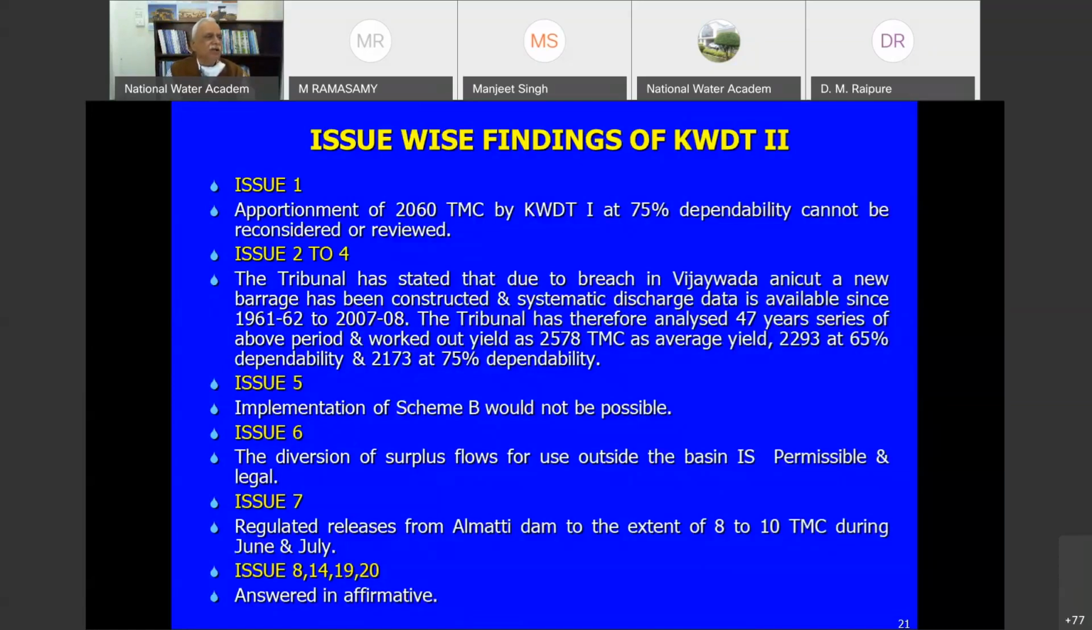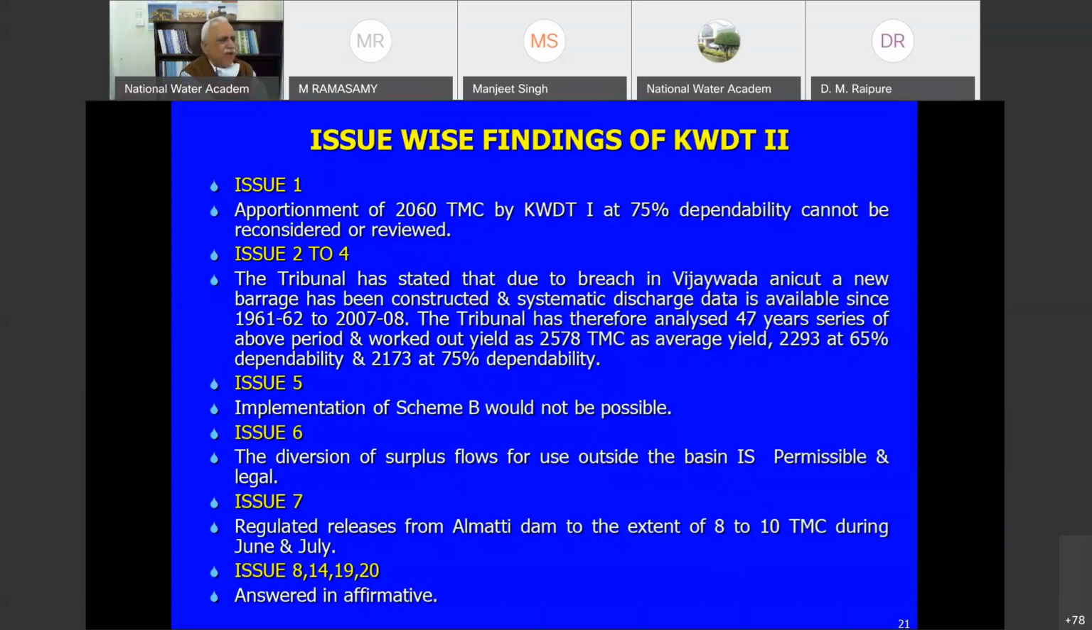This honorable tribunal, having gone through the affidavits, their cross-examinations and all that, has not relied on the evidence of all the states, but observed that it is prepared by participating states.